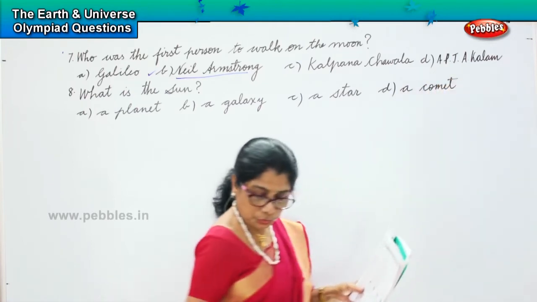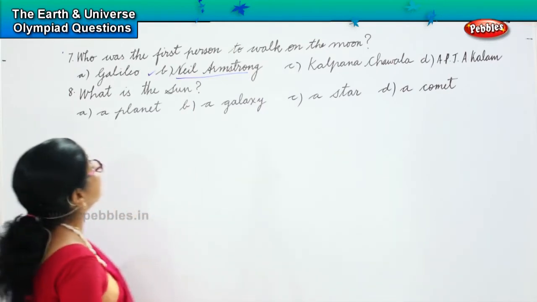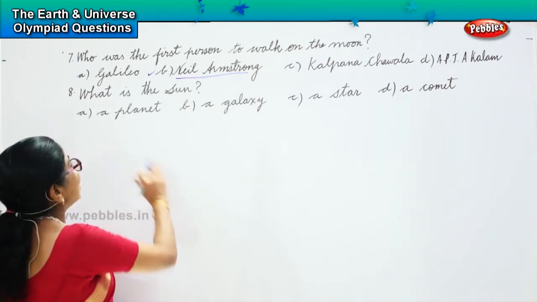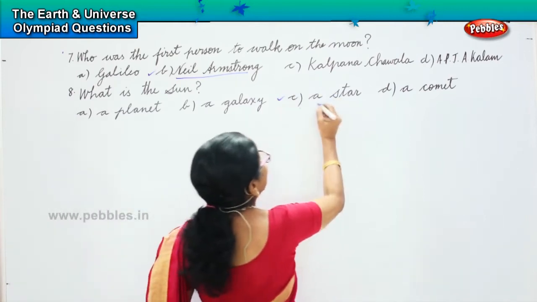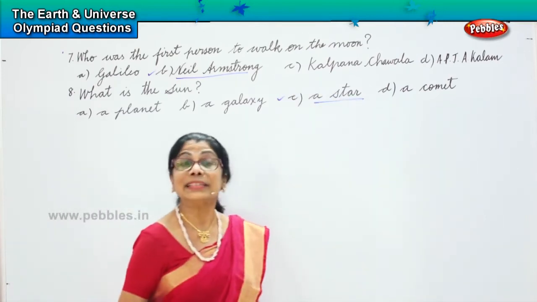So we're supposed to choose the correct answer. What is the sun? Is the sun a planet, a galaxy, a star, a comet? Option C, the sun is a star.